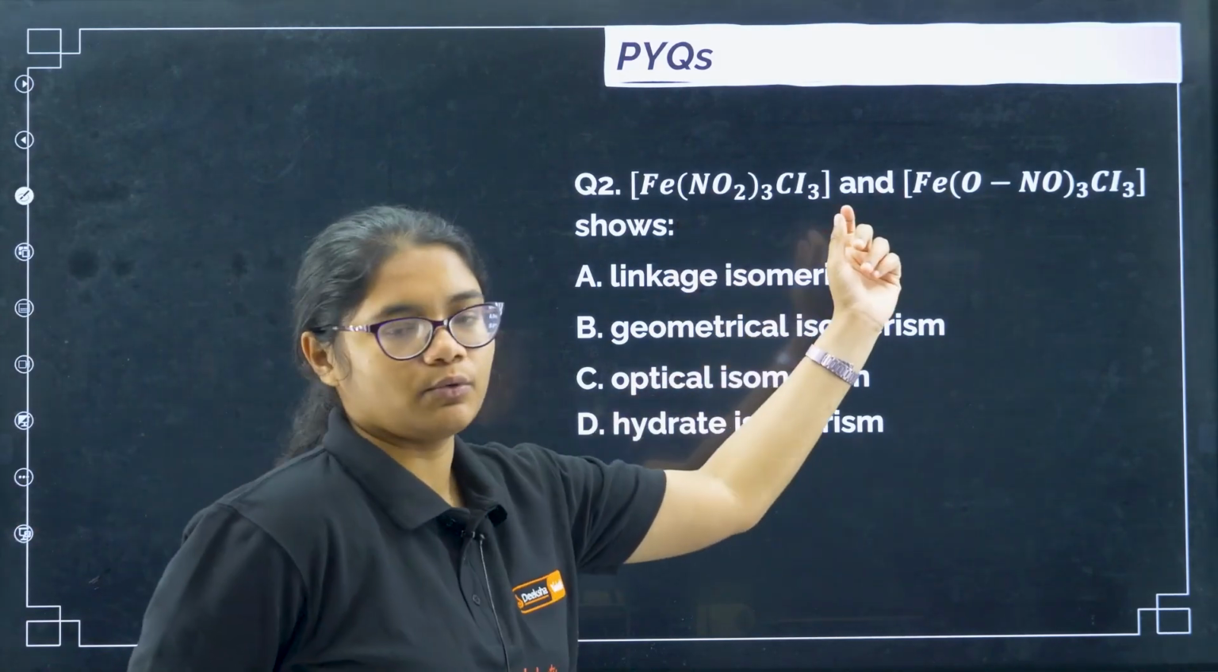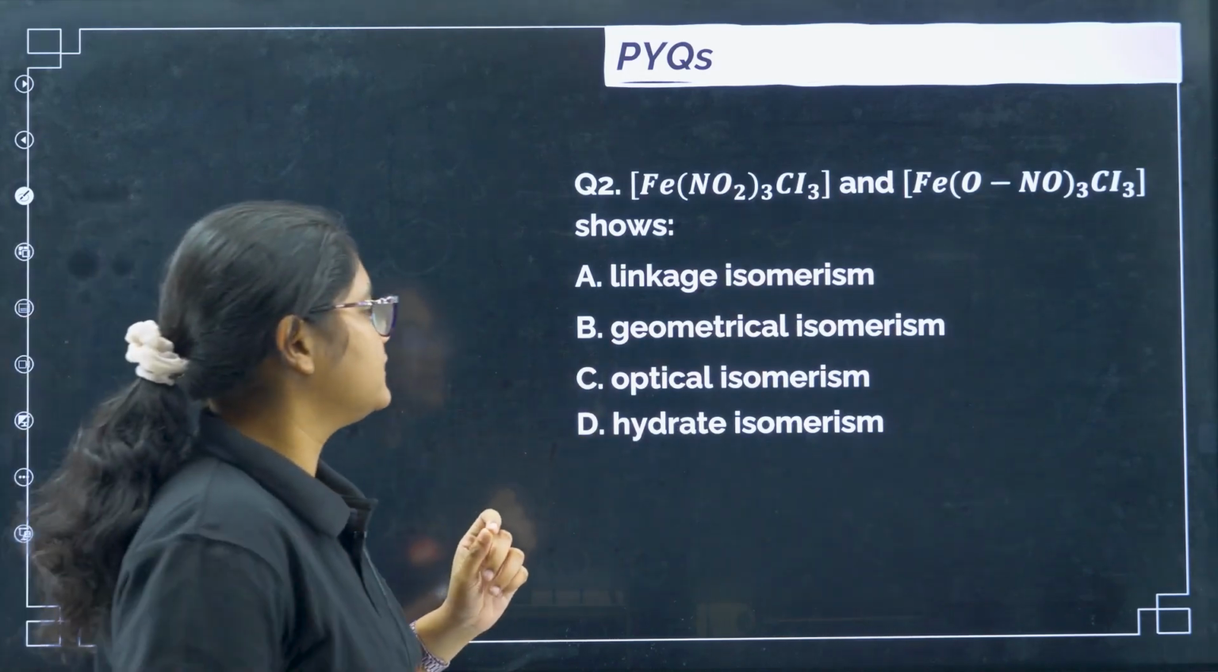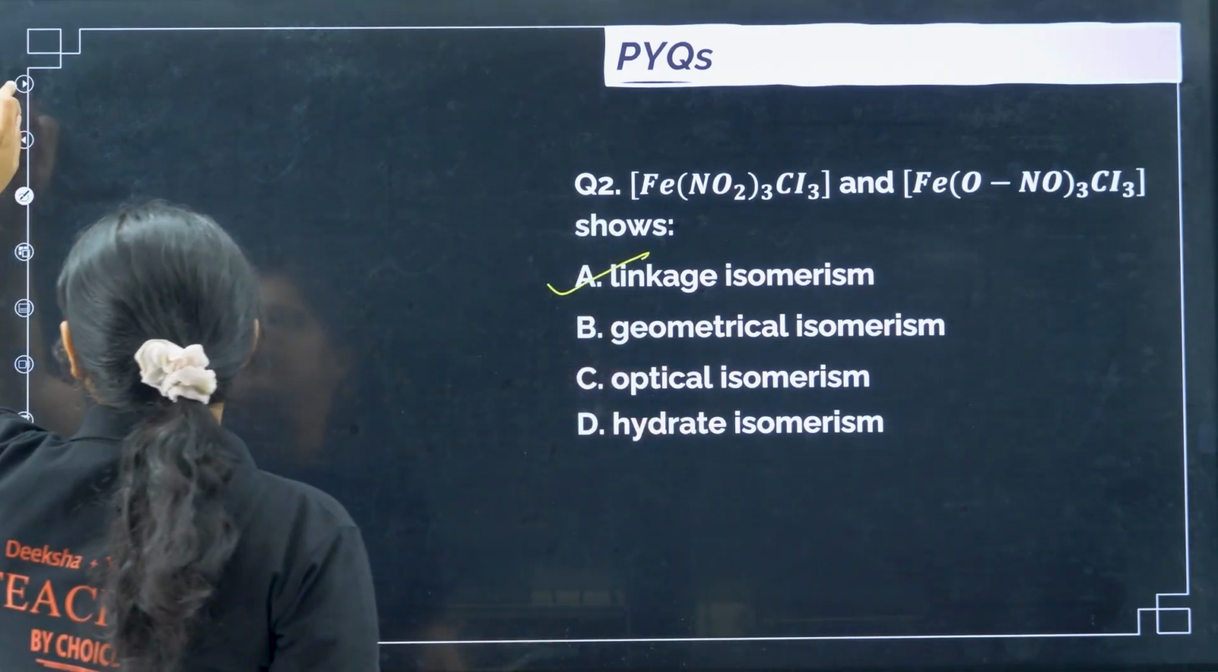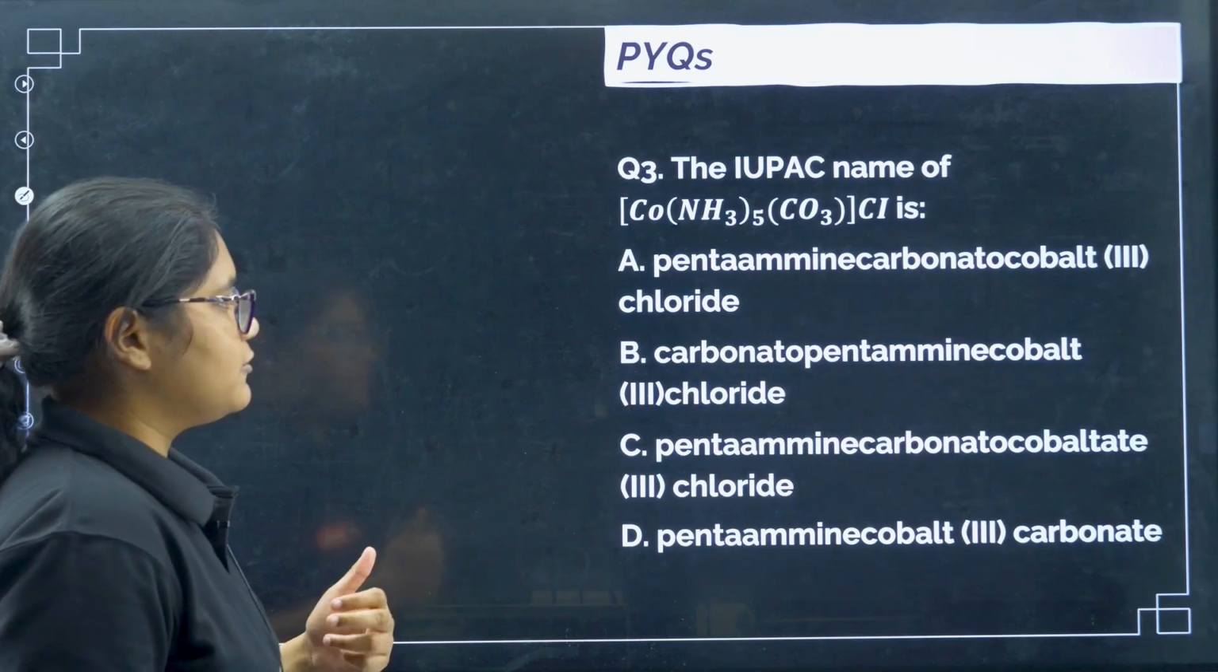Next, Fe(NO2)3 Cl3 and Fe(ONO)3. So you can see NO2 and ONO, that is your ambidentate ligand, and they show what type of isomerism? Linkage isomerism.